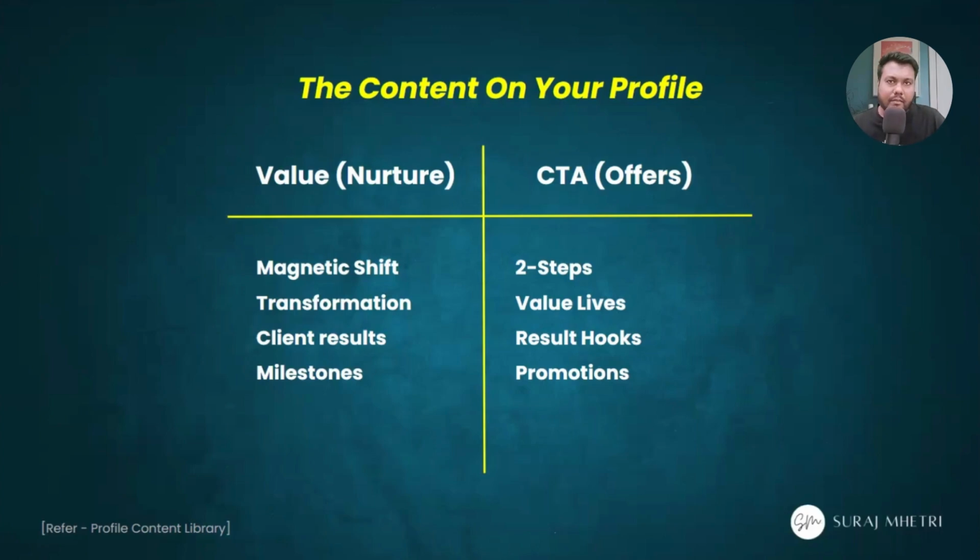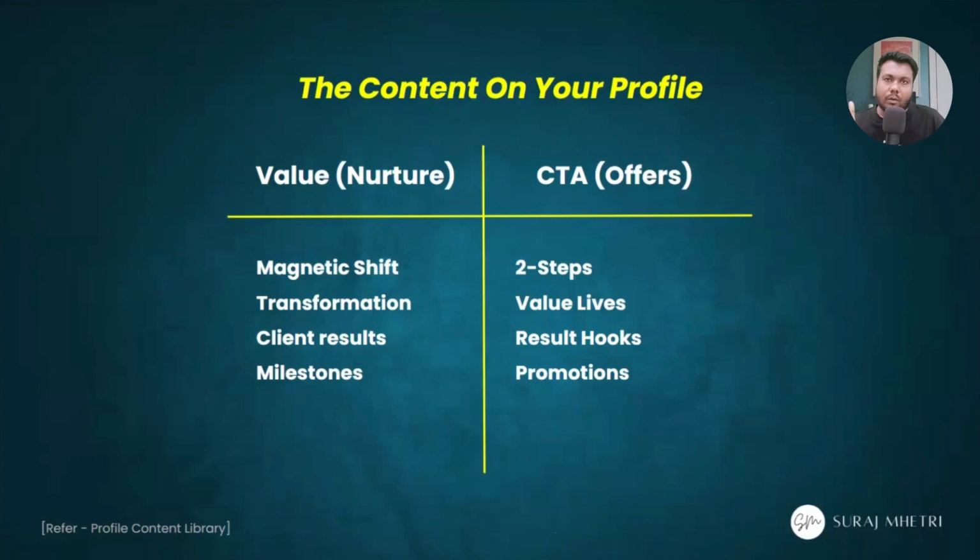Then comes the second one, value lives. Value lives can come inside the value and nurture column as well as the call to action column. It depends on whether you give a call to action at the end of the live or not. These value lives are mini webinars or workshops where you select a topic and go live explaining the problems and the solutions, shifting their beliefs. At the end, you can pitch your offer. If you pitch your offer, it comes into the CTA and offers column, as that becomes promotional. If you don't give a CTA and are just sharing knowledge and value, then it comes into the value and nurture column.